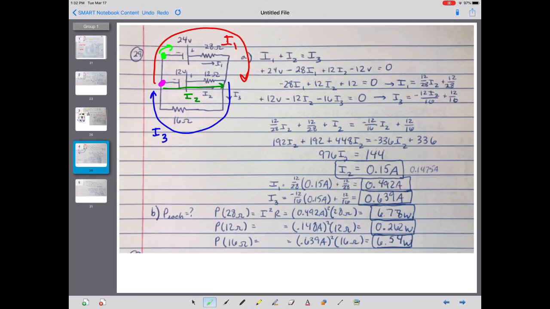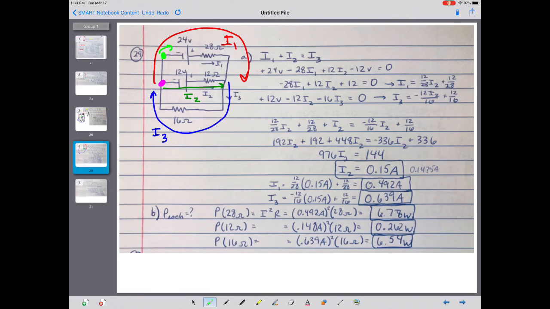On the lower loop, I'm starting at the pink dot and going around clockwise. So that'll be negative to positive terminal on the 12-volt battery, positive 12 volts, then in the direction across the 12 ohm resistor. So that'll be negative IR, negative 12 I2. Down the far side, and we get to the 16 ohm resistor in the direction of I3. So that'll be a negative 16 I3, and then the total is 0.